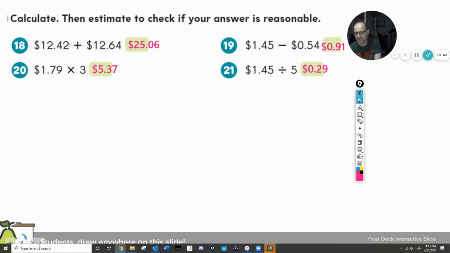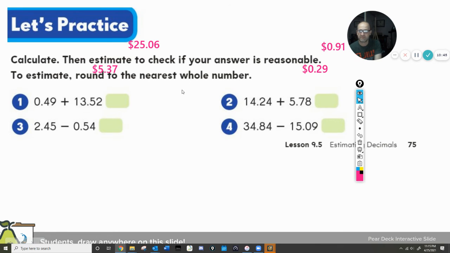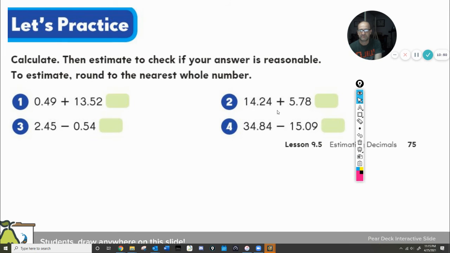Hopefully you're doing the estimating part and not just waiting for answers. You can read the directions. I'll put up answers in 5, 4, 3, 2, 1.